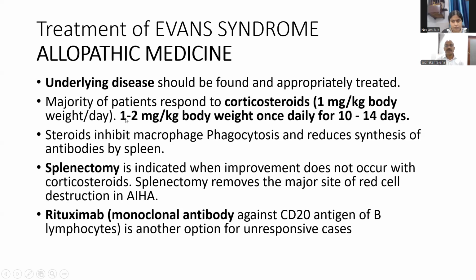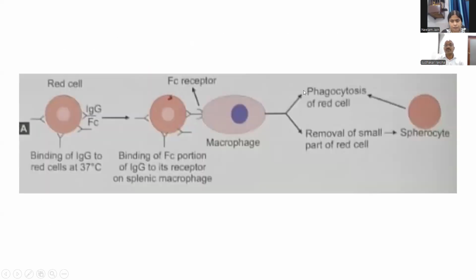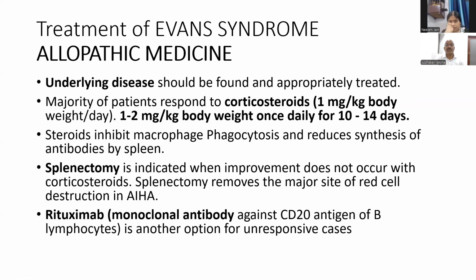Corticosteroids are given at 1 milligram per kg body weight for 2 weeks. Then there is a very drastic response. This is because they inhibit macrophage phagocytosis. We have seen that the RBC are killed by the macrophage; that is phagocytosis. When steroids are given, they inhibit phagocytosis. They will also reduce the autoantibody synthesis by the spleen. That is why there is a marked improvement in autoimmune disorders when steroids are given.